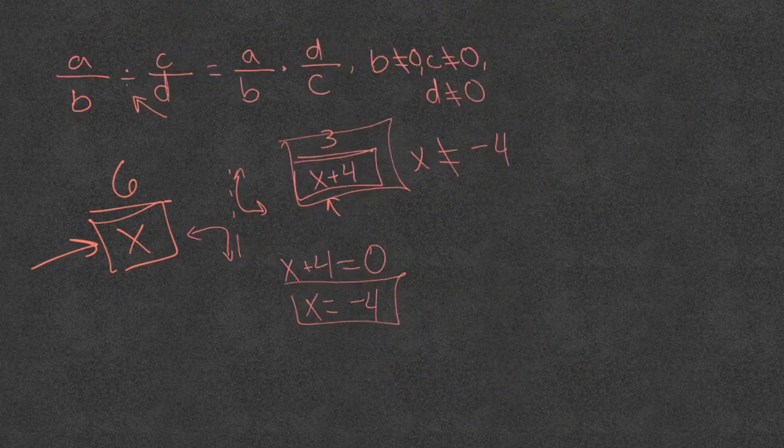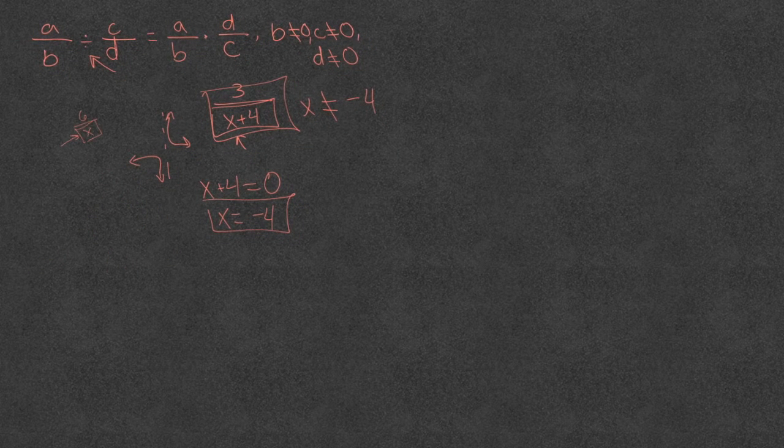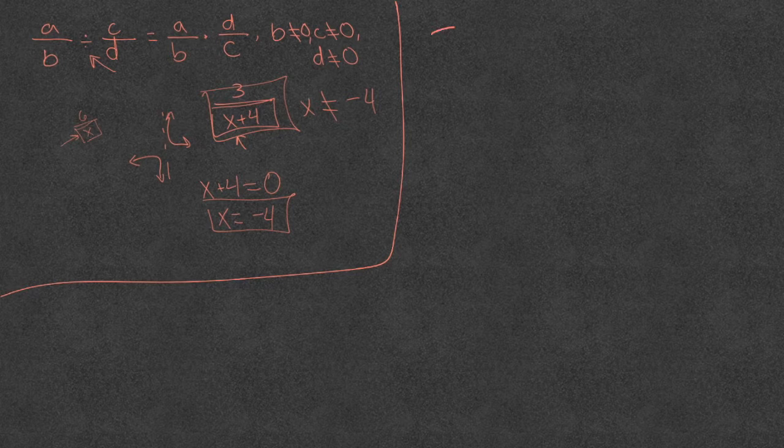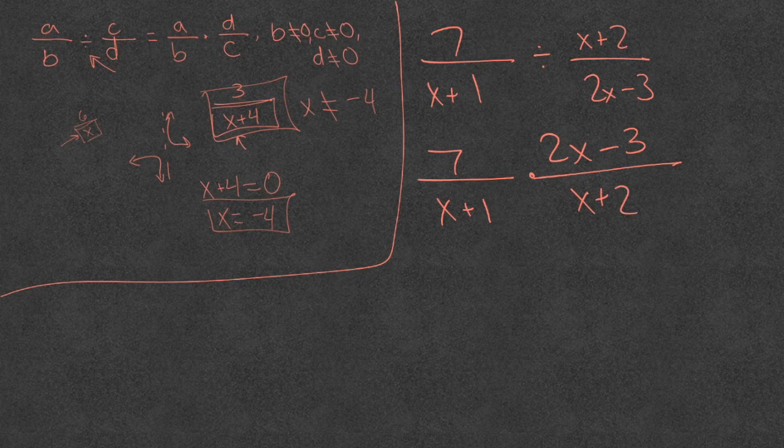Let me give you another little example. This one matches the one in the core concept, so I'll explain it. We've got 7 over x plus 1 divided by x plus 2 over 2x minus 3. First step is we need to rewrite that 7 over x plus 1. Then we are multiplying by the reciprocal, so 2x minus 3 over x plus 2. Now, when we put everything together, we need to check to see if we can cancel anything out. No, we can't cancel, so we're just going to keep the factors as is.